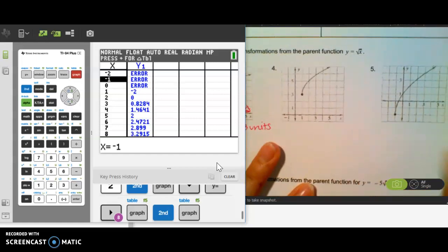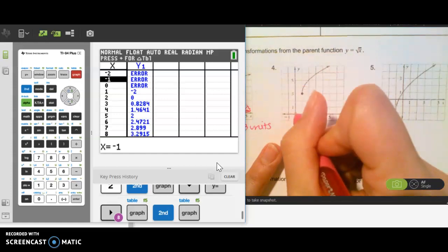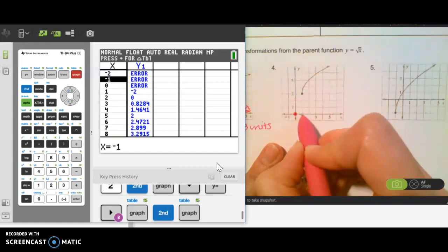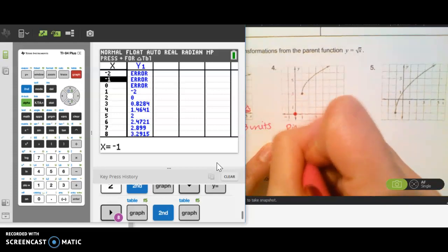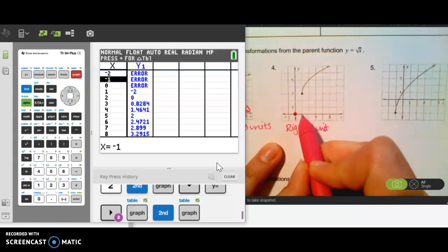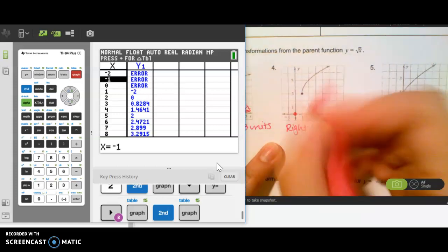All right, next one. We are looking for the transformations from the parent function, which starts at 0, 0. So this time it went right 1. So it went right 1 unit and it went up 1, 2, 3 units.